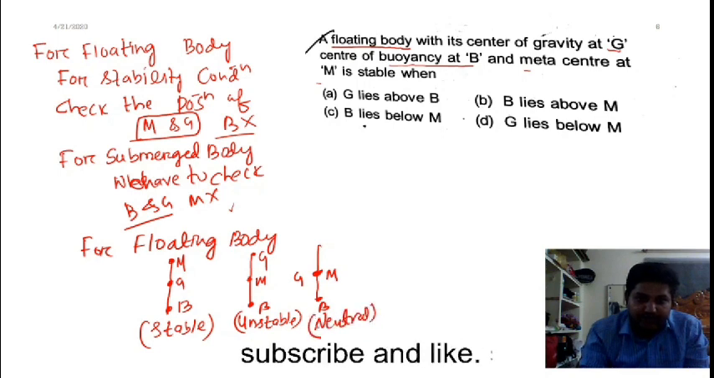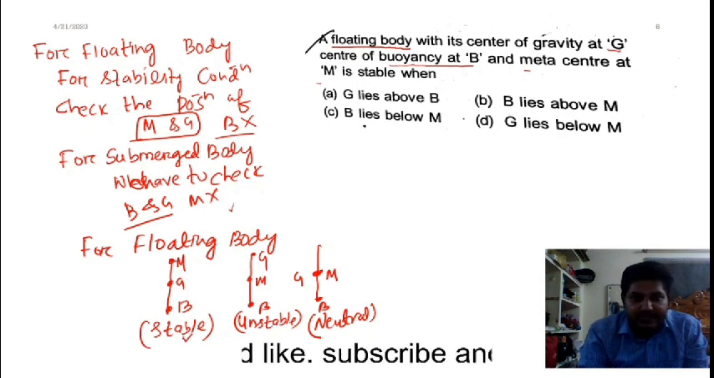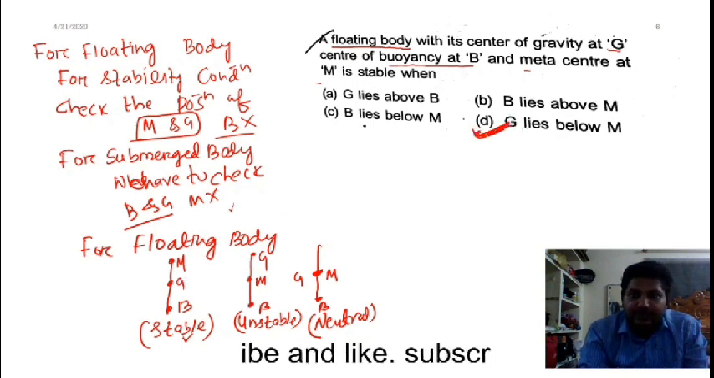So for the stable equilibrium condition, G should always lie below M, or M lies above G. So here it is saying G lies below it. This is called the stable equilibrium condition.